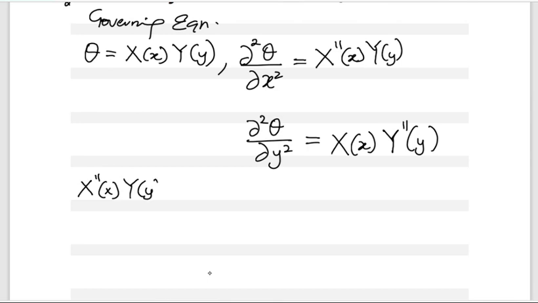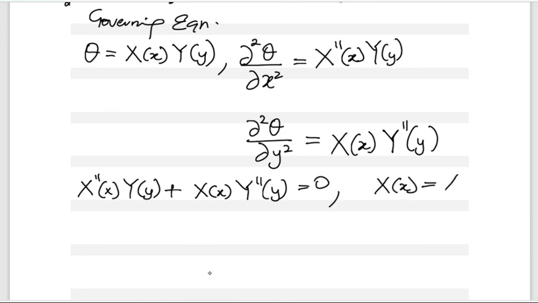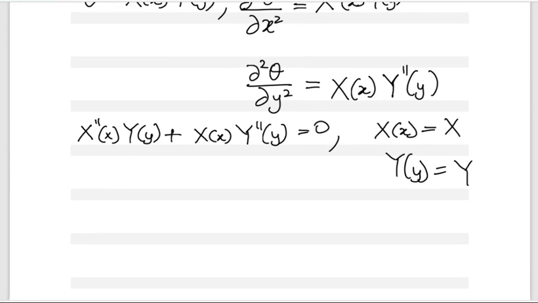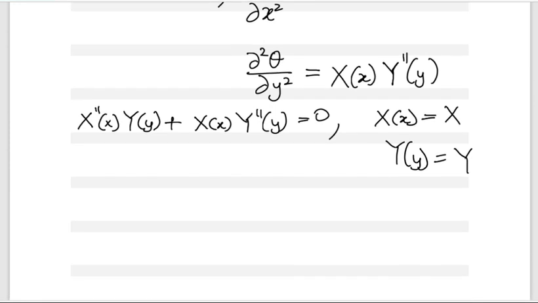y plus x y double prime equals 0. And we could just replace wherever we have our x of x, we could just call it x, and our y of y, we could just call it y, just to avoid unnecessary repetition. So if that's the case, it's just going to be x double prime y plus x y double prime equals 0.